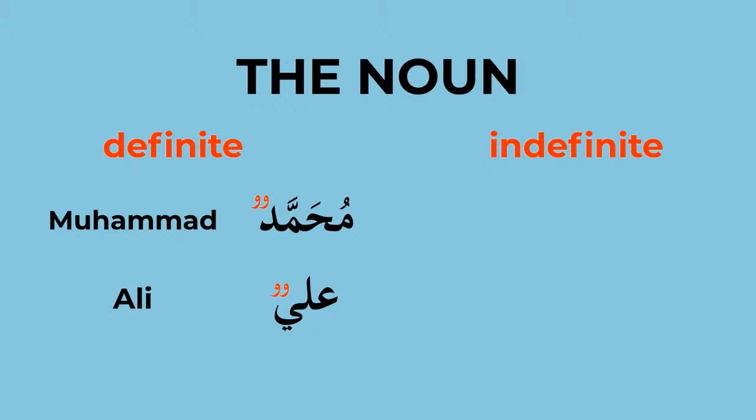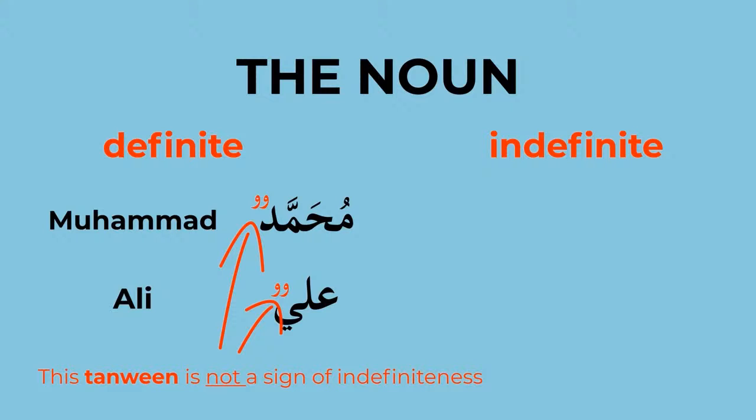See Tanween? Now Tanween is normally the sign of a noun which is indefinite. But in the case of proper nouns, the Tanween doesn't make any difference. It means the noun is definite. The noun is definite. You will remember this, please. Okay? And I will be repeating it again and again, inshallah.